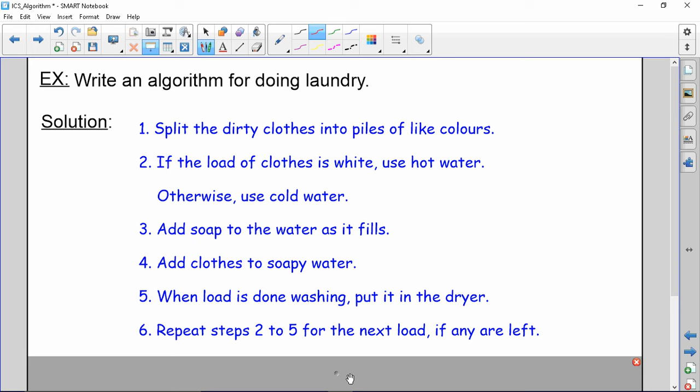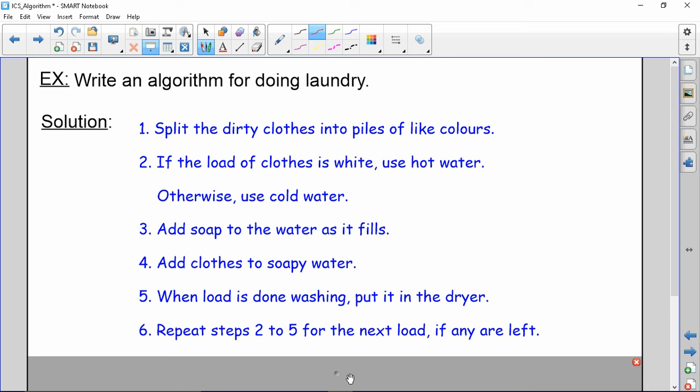It says: 1. Split the dirty clothes into piles of light colors. 2. If the load of clothes is white, use hot water. Otherwise, use cold water. 3. Add soap to the water as it fills. 4. Add clothes to soapy water. 5. When load is done washing, put it in the dryer. 6. Repeat steps 2 to 5 for next load, if any are left. Okay, which seems about right.